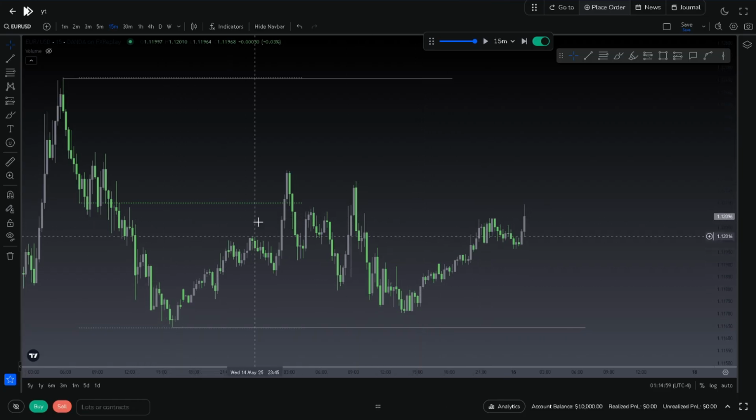So you'd wait for it to come up into the 50%, so above 50% is premium, below is discount. When you're selling, you want to sell from premium, you want to buy from discount. So we're looking to sell because we're bearish, because we broke this low down here. So we're looking to sell in premium pricing. When it comes up into here, you'll look for a sell. Comes up into here, you'll look for a sell.